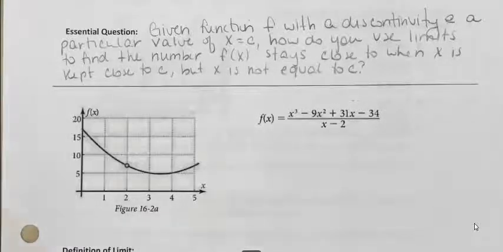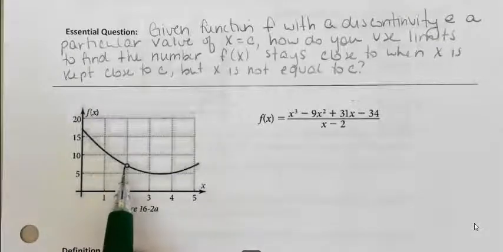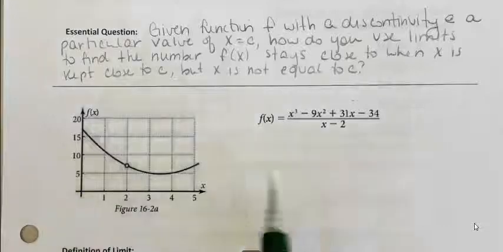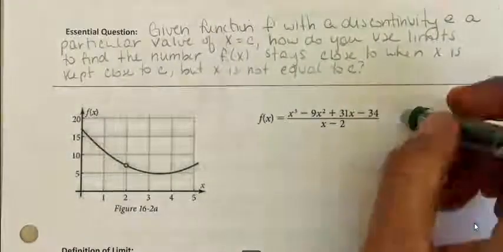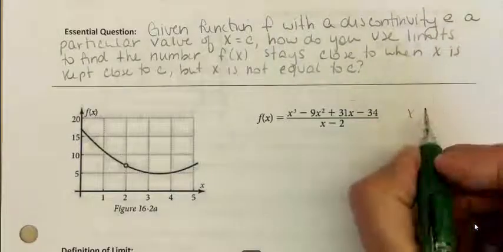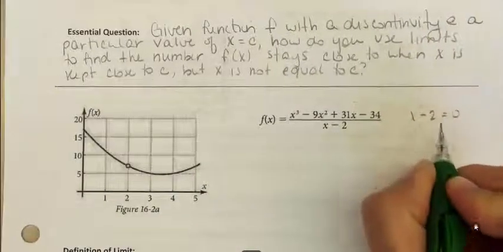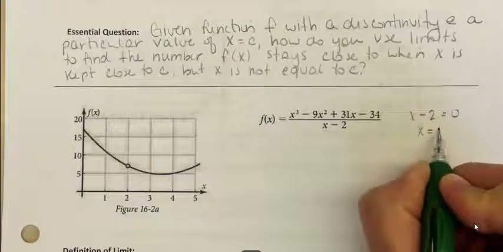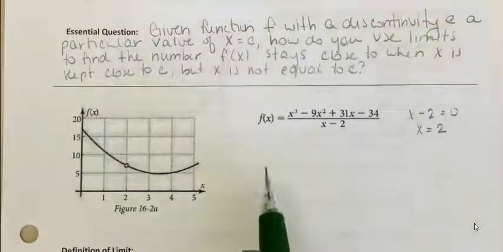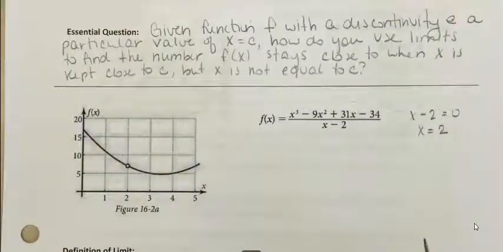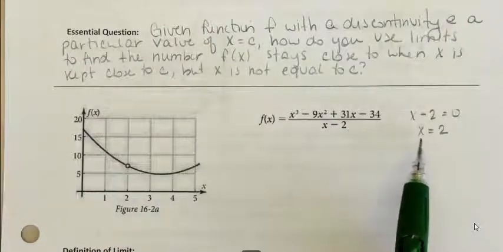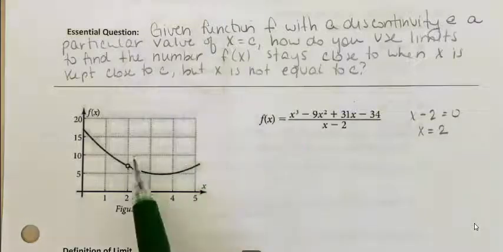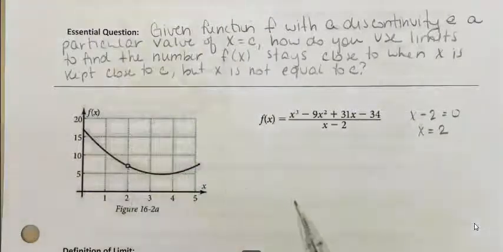So you can see that at x equals 2, we have a discontinuity, right? There's a hole here. Okay, and that's because if I were to set this denominator equal to 0, if x is 2, we get an undefined function, right? So you can't have a 0 in your denominator. So when x equals 2, this thing's undefined, gives us this discontinuity.